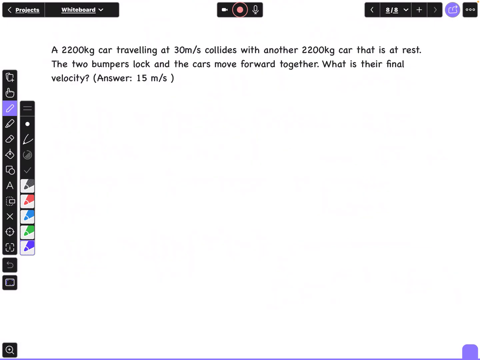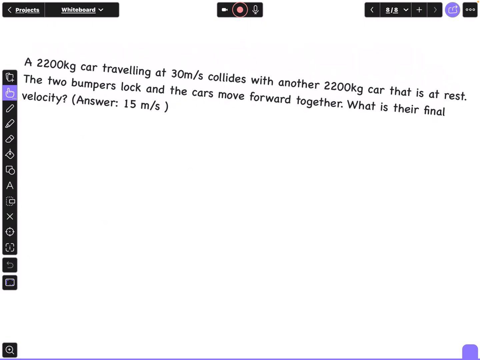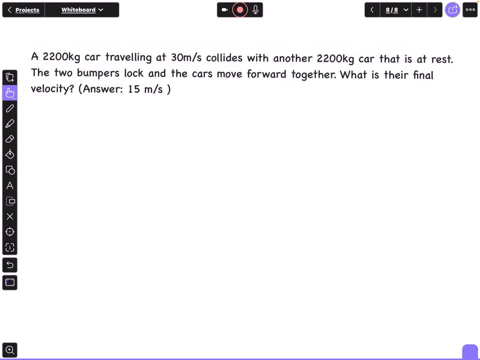Okay, one last problem. It says a 2,200 kilogram car traveling at 30 meters per second collides with another 2,200 kilogram car that is at rest. The two bumpers lock and the cars move forward together. What is their final velocity? Well, this says they lock and they move forward together, so it's asking for their final velocity. So this is an inelastic collision. They're sticking together and they're going to have one final velocity.